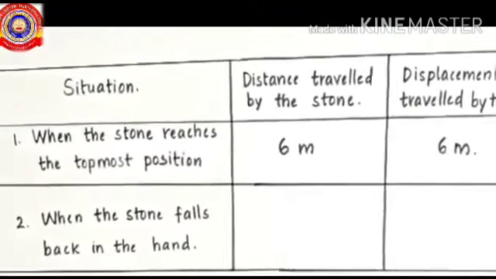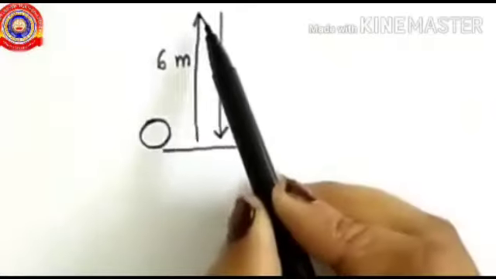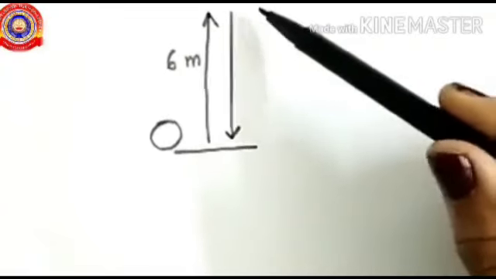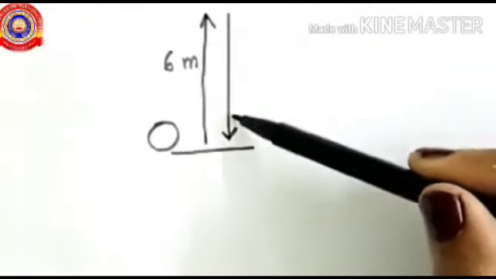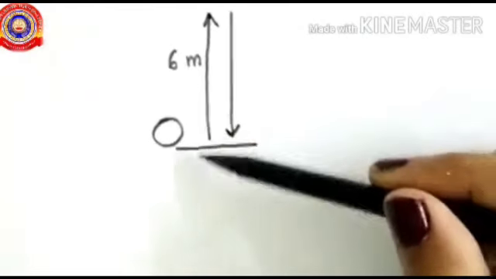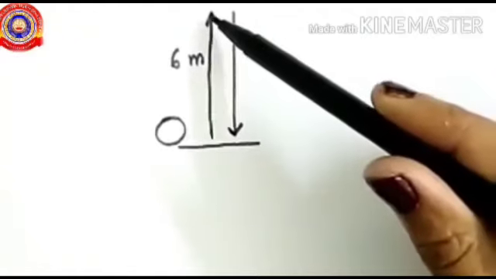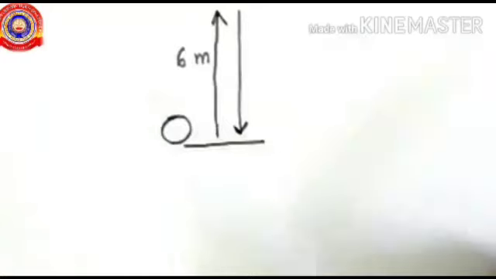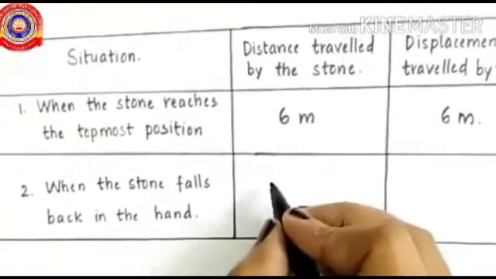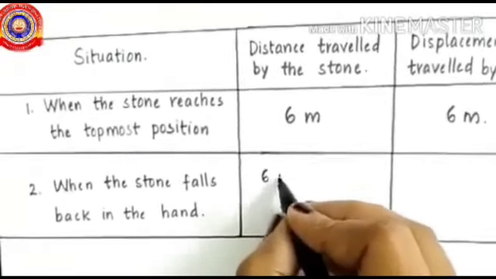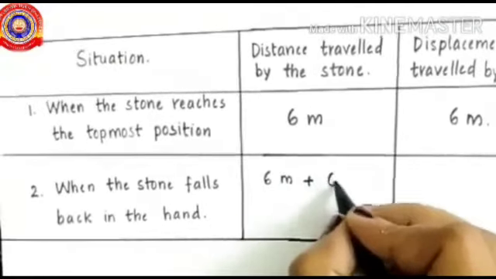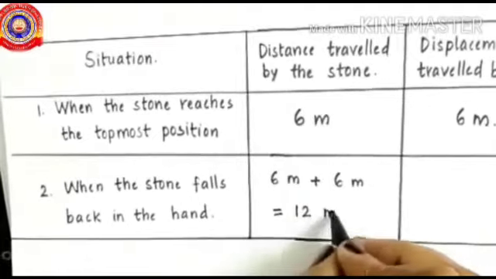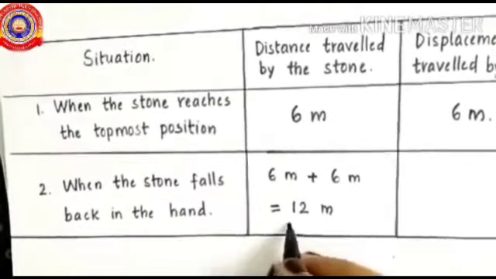Next is the total distance traveled by the stone when it reaches the ground. Just look at the entire journey of the stone. Initially, it moves up to a height of 6 meter. Then it comes down the same 6 meter. 6 meter upwards and 6 meter downwards. So the total distance covered is 6 meter plus 6 meter, that is equal to 12 meter.